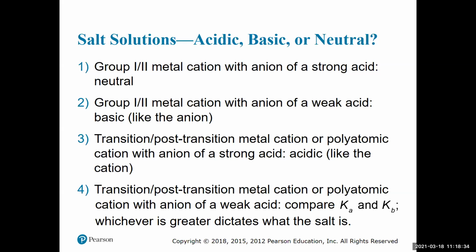And then finally, the last one, transition, post-transition metal cation or polyatomic cation with anion of a weak acid. Well, this is where it gets complicated because transition metal cation or polyatomic cation, well, yeah, you probably get something there, right? But then we have the anion of a weak acid. So the first part, we can have some acidic nature. The second part, we can have some basic nature. Then it gets back to, we have to start looking at Kas and Kbs and see how it works out.